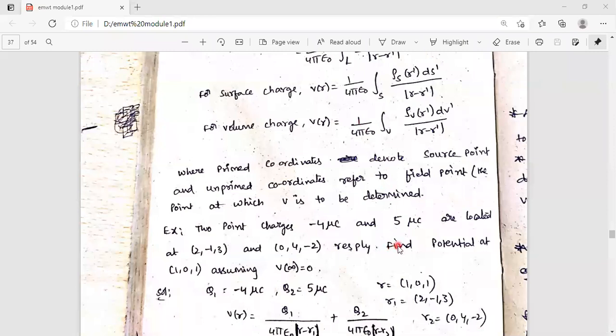All derivations will be similar. All derivations have similarity, but we have to practice them and remember them. E bar, D bar, and now potential. All definitions will be similar.